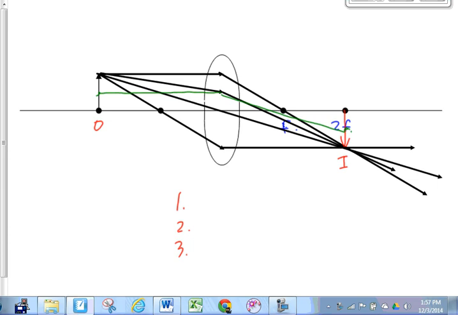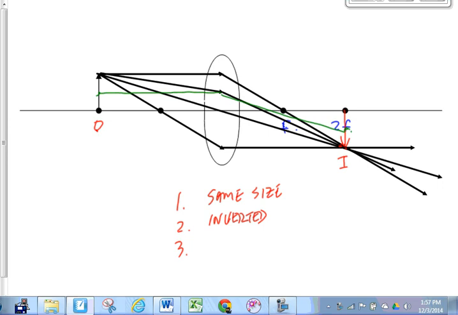What are the characteristics of this image? Larger, smaller, same size? Same size. That's not bigger or smaller. We look at the image, it's the same size as the object. It's not bigger, not smaller, it's the same size. Is it upside down or right side up? Upright or inverted? Look at it. It's flipped over. It's below the principal axis. It's got to be inverted. Flipped over.